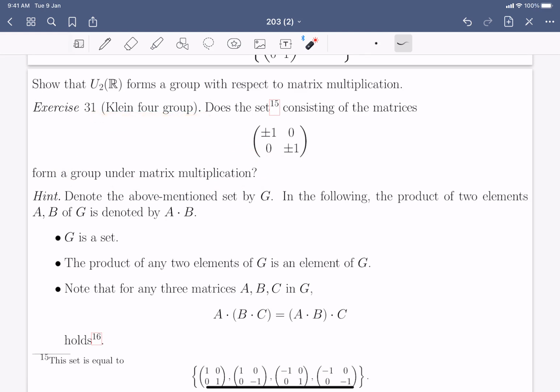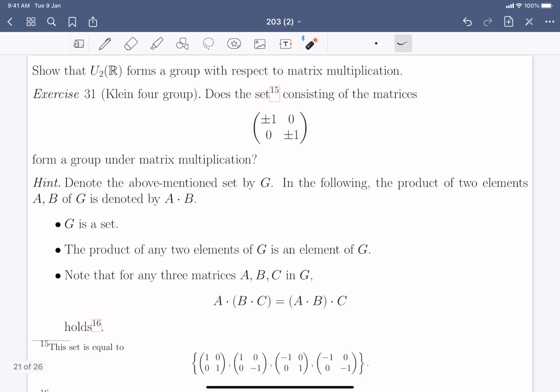So you already probably know, or you could guess, that the set consisting of these matrices does form a group under matrix multiplication, and in that case you are right. So you need to just show that this is indeed the case. Anyway, there is usually some room for confusion when there are several occurrences of the symbol plus minus.